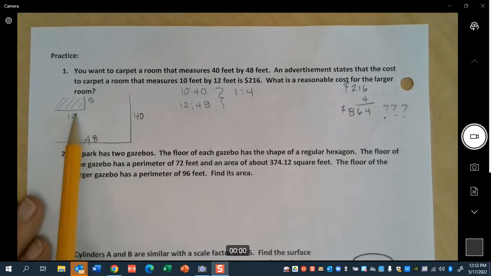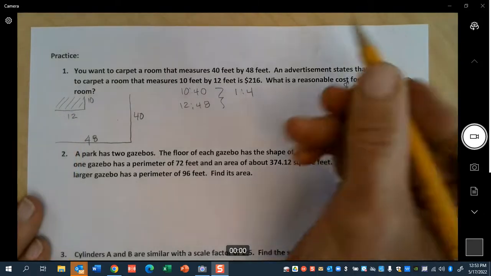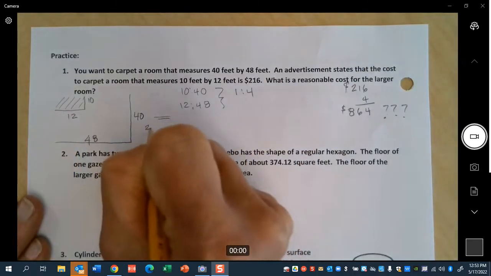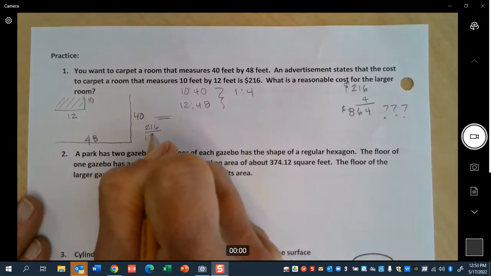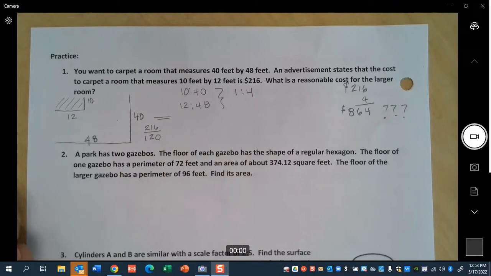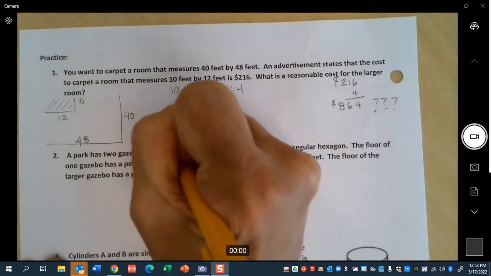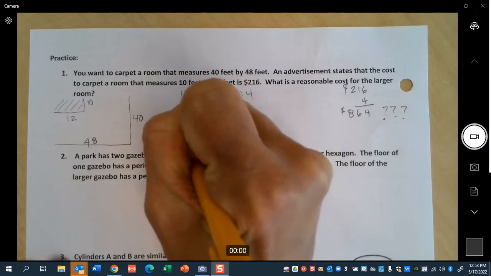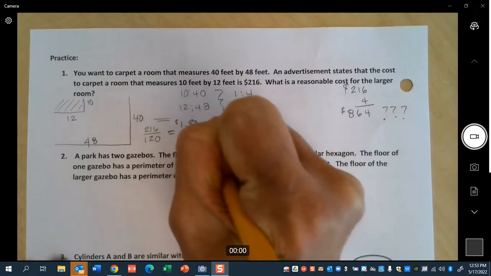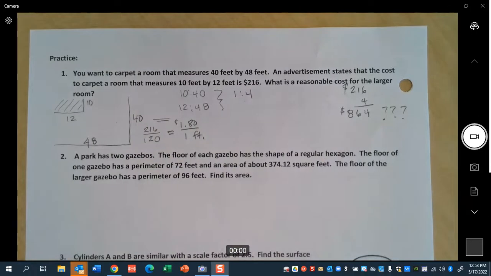So if I know that it's $216, I know that it's $216 per 120 square feet. You okay with that? So when I divide that, 216 divided by 120, I know that this is $1.80 per 1 foot. That's the cost of my carpeting.